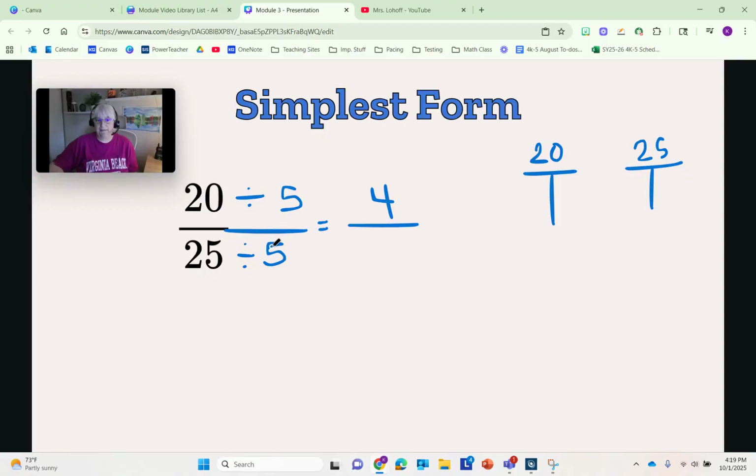25 divided by 5 is 5. I know that 5 is a prime number. The only factors of 5 are 1 and 5, so this is in simplest form.